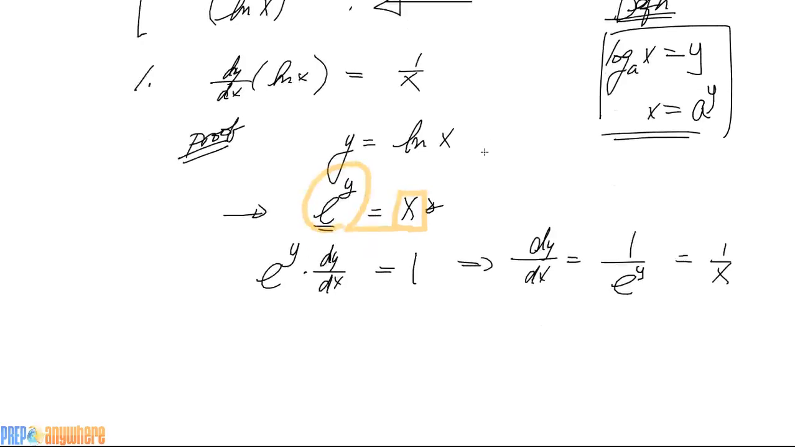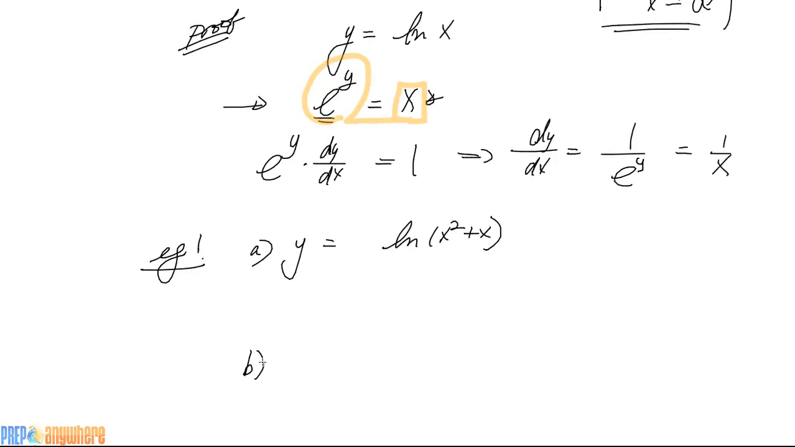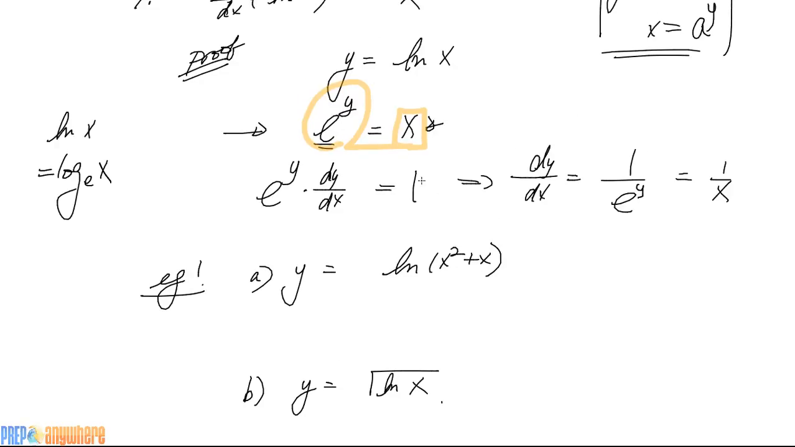Let's do an example of that. Example 1. Differentiate this, please. A: ln of, let's say, x squared plus x. B: y equals the square root of ln of x. I assume that everybody's seen ln, but if you haven't, that's what it means. ln of x is nothing special. It's a log with the base e.